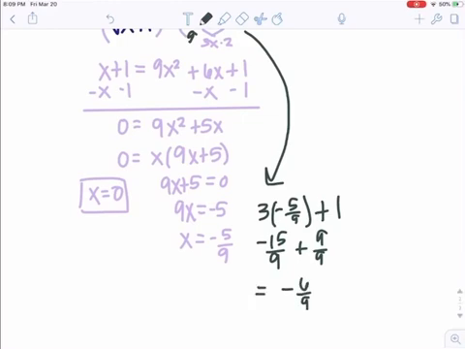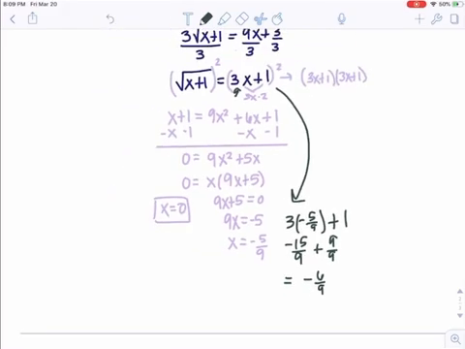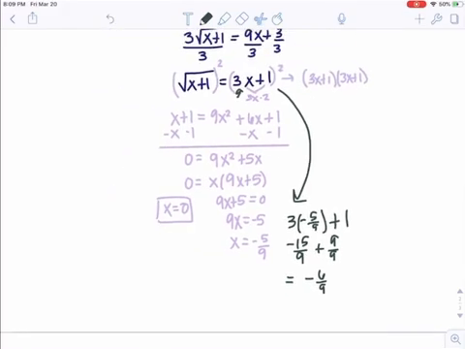Now see, I'm ending up getting a negative number on that side of the equation, right? So that means I have a radical equal to negative 6 over 9. Can't have it equal to a negative. This one is not going to work.